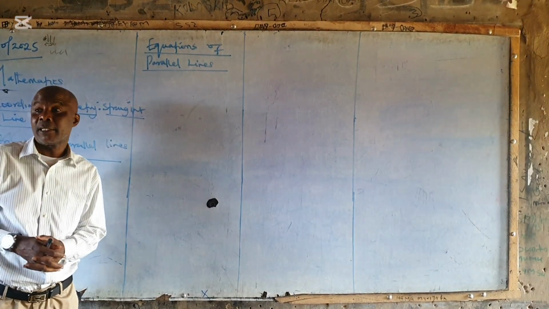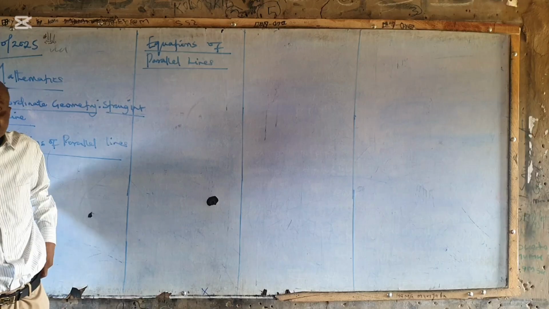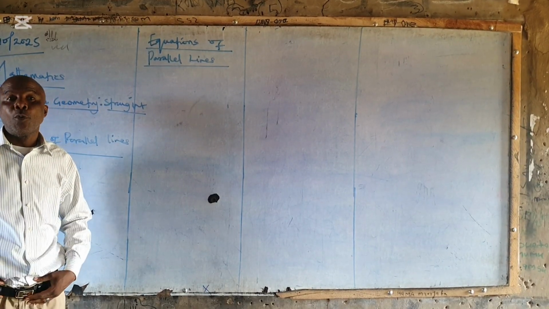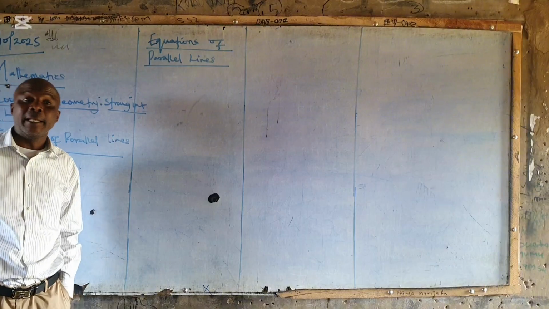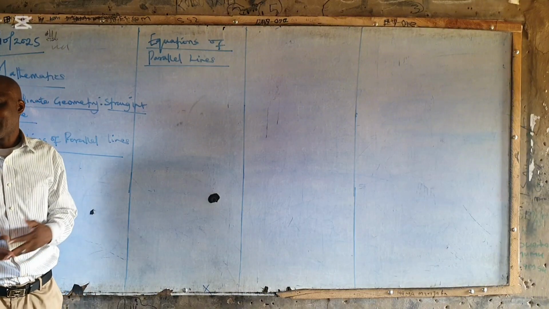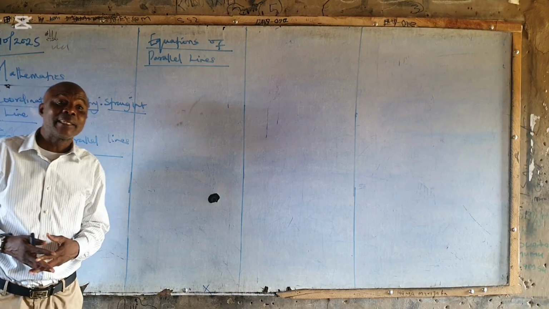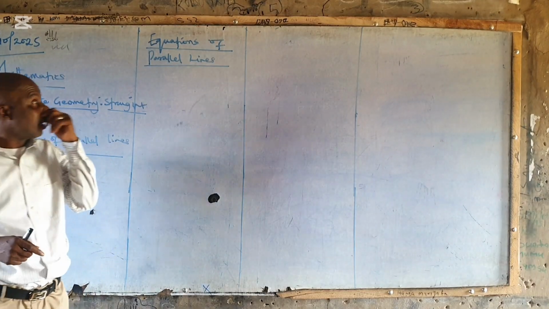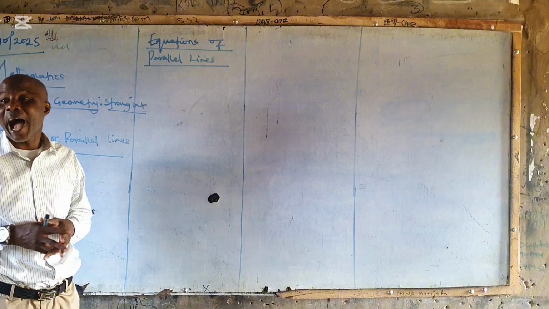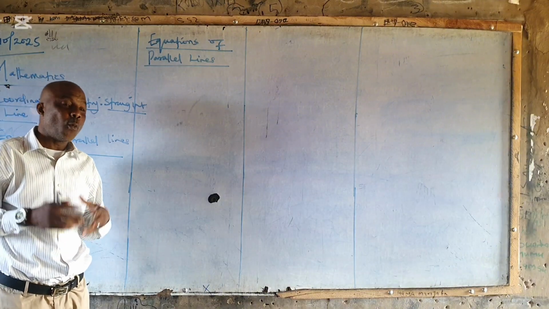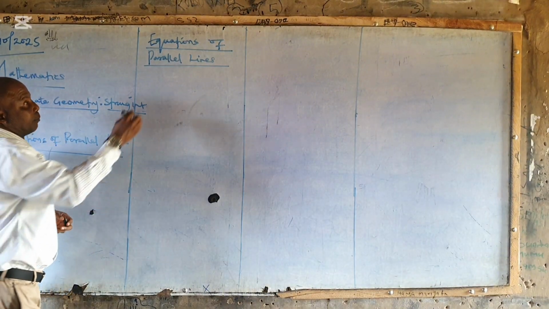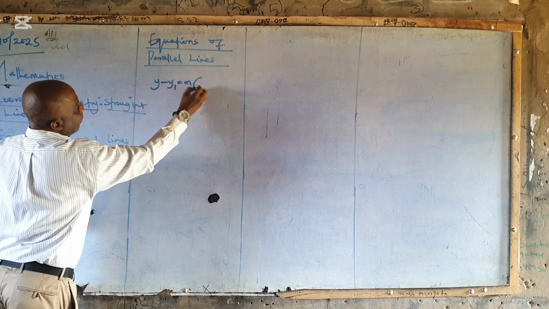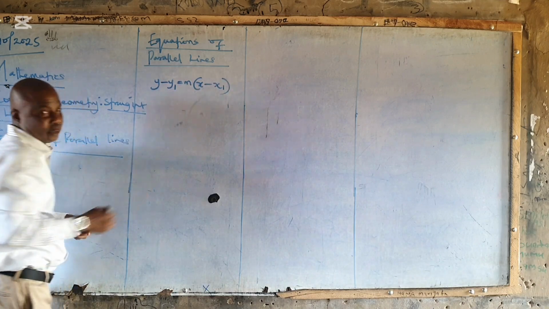Looking at equations of parallel lines. Now, having been told that to know whether two or more lines are parallel, you need to compare their gradients. If their gradients are the same, it means they are parallel. But you must also know that parallel lines have equations. So, what is the equation of a parallel line? It is y minus y1 equals m into x minus x1.